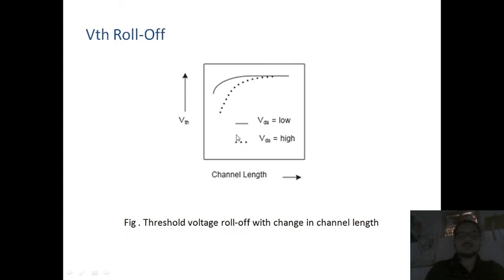See here in this figure, we clearly see that when the channel length decreases, the threshold voltage also decreases. This is for high VDS, drain to source voltage. This is for low VDS, low drain to source voltage. This curve is for high drain to source voltage. When the channel length decreases, the VTH also decreases. This is the figure for threshold voltage roll off with the change in the channel length. Roll off means the influence of threshold voltage decreases.